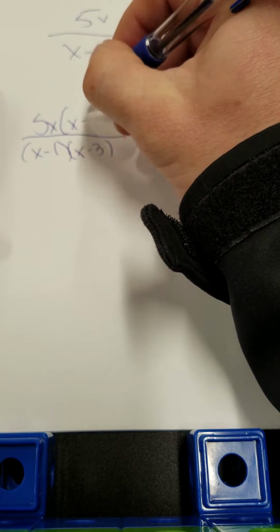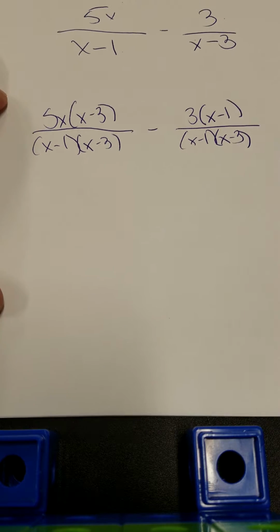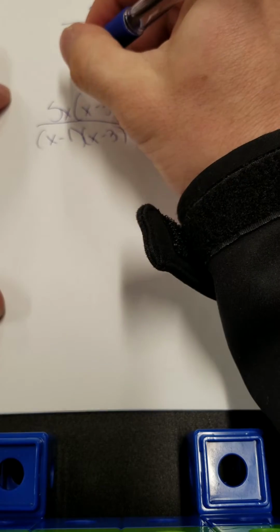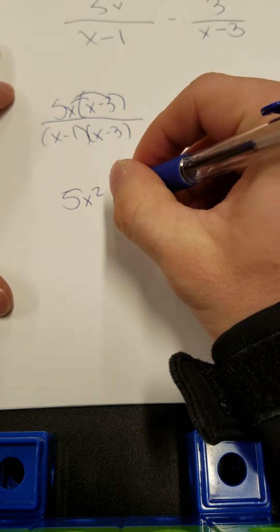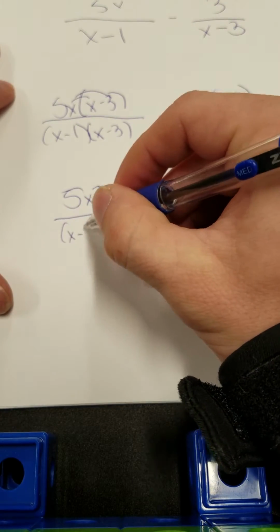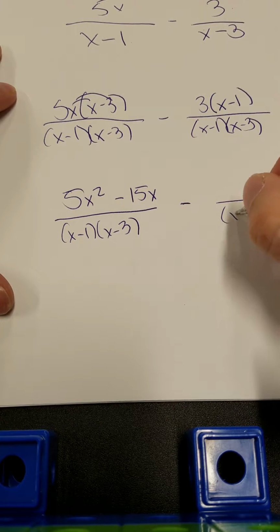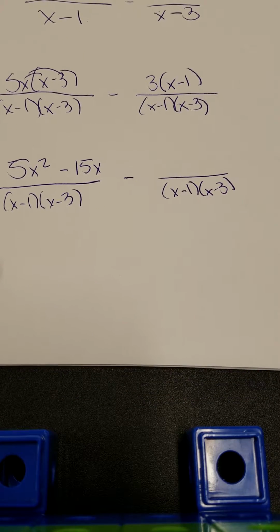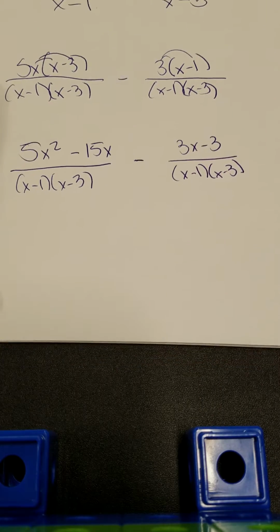5x times x minus 3. 3 times x minus 1. Okay? Distribute it out across the top right here. You end up with 5x squared minus 15x. Denominator stays the same. Notice I'm not doing anything with that minus sign in the middle. I will deal with it at the end. Distribute out right here: 3x minus 3.